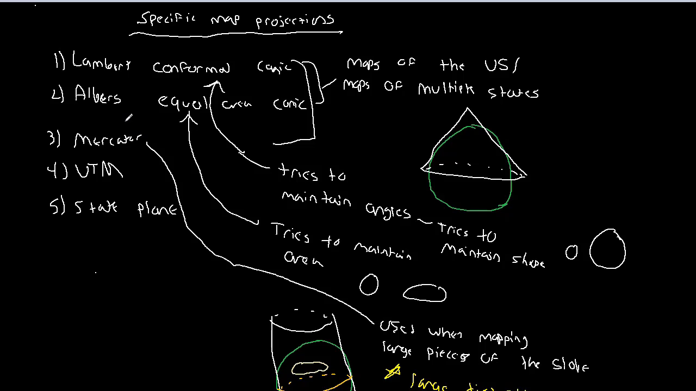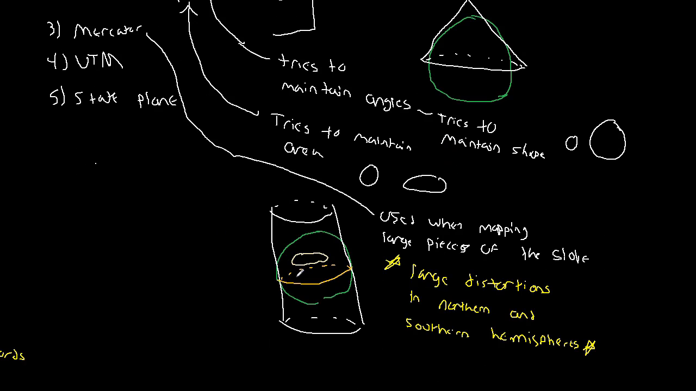Another important one is Mercator, which is the global one. The internet uses Web Mercator, which again is just an equatorial tangent cylindrical projection.